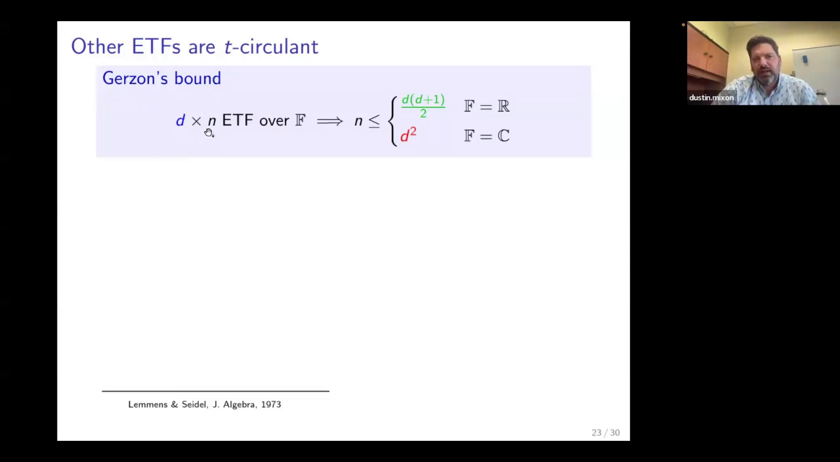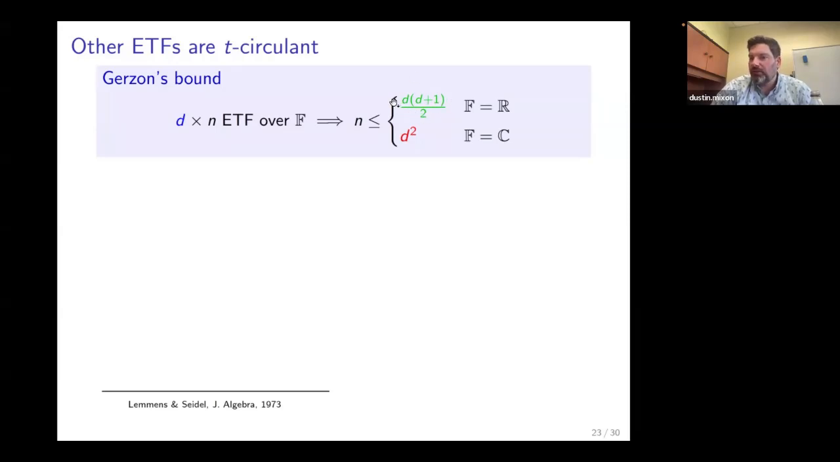So this says that if you have n vectors in d dimensions that form an equiangular tight frame, then n can't be too big. In the real case, it's at most d plus 1 choose 2. And in the complex case, it's at most d squared. There are only 4 known examples of ETFs that achieve Gerzon's bound in the real case.